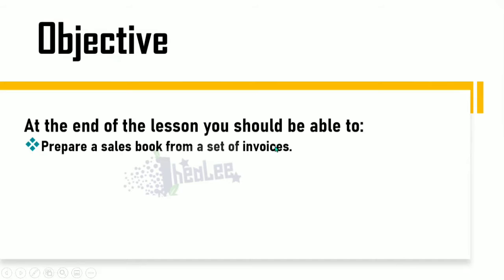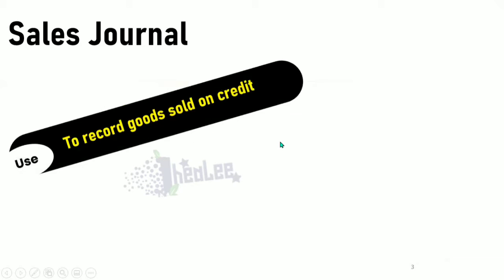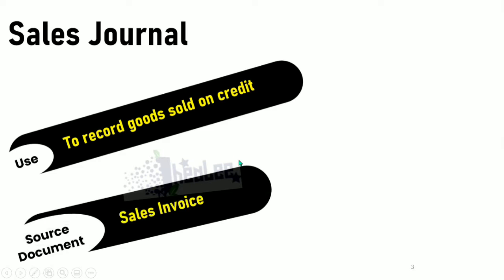Now, before we go any further, we're just going to review the purpose of the sales journal and the source document. The sales journal is used to record credit sales, basically goods sold on credit. And remember, that is goods. So these items would have to be included into purchases for it to be recorded as sales when it is sold. The source document is the sales invoice. So from the sales invoice, the sales journal is prepared.